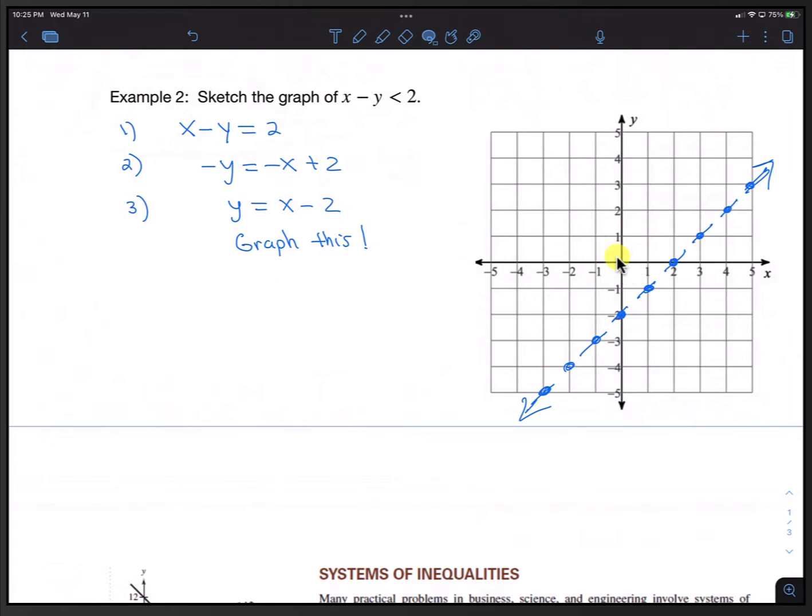Whenever you can plug in 0, 0 for your point, that's the easiest point to choose because of the easy calculation. So let's use 0, 0. And if x is 0 and y is 0, you're going to get 0 minus 0, which is 0. And 0 is less than 2. So that is a true statement. So that means 0, 0 is a solution. And therefore, any point on that same side of the line is also a solution. So we can end up shading this entire side of the line. All right, and that is our solution.